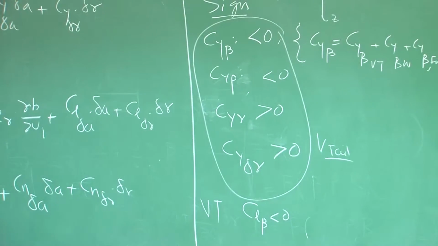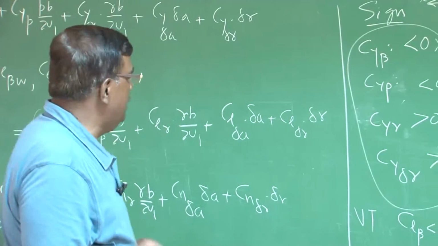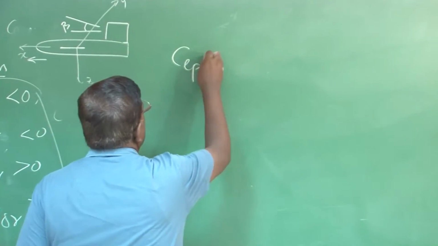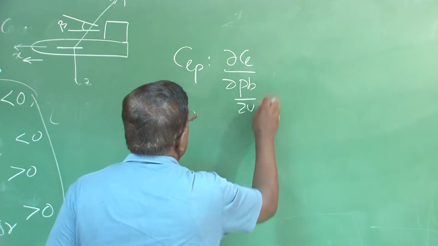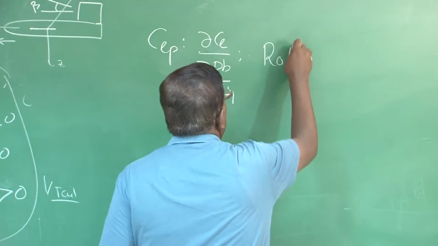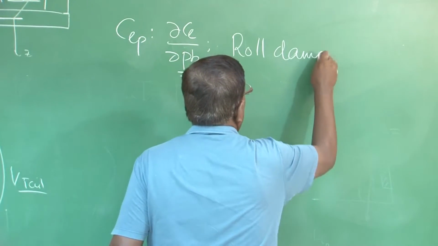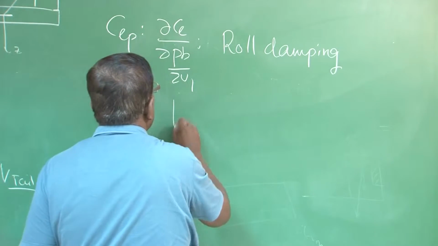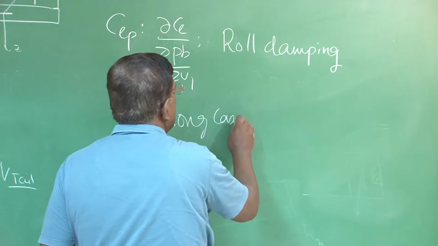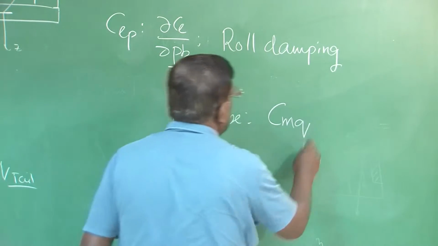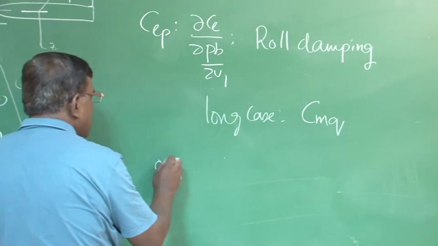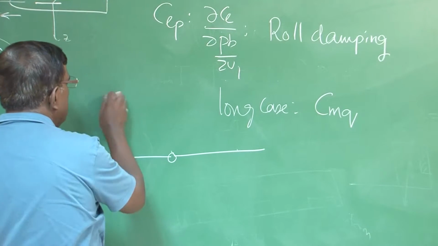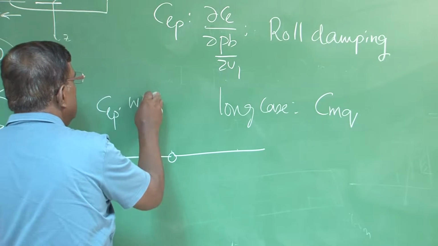Then comes C_L p. What is C_L p? Extremely important. C_L p. This is dC_L by d(pb/2U1). This is also called roll damping. Remember for longitudinal case, similar was C_M q, which was pitch damping derivative. Okay. So let us see what is C_L p, who are the prime contributor. Here the wing is prime contributor. For C_L p, prime contributor is wing.